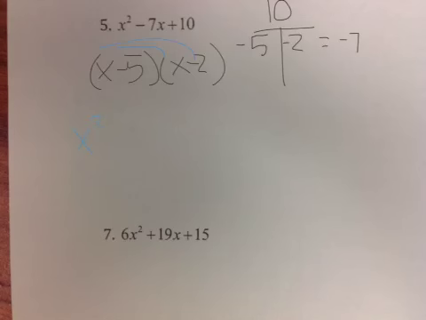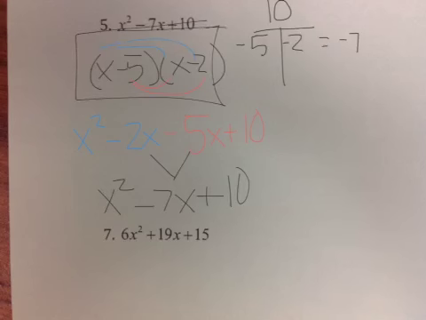So I get x squared minus 2x by distributing out that x to both things. Now I'm going to distribute my negative 5, minus 5x and then plus 10 because negative 5 times negative 2. So combining my like terms and putting in standard form, I'd have x squared minus 7x plus 10. And so I know I did it right because I got what I started with, so x minus 5, x minus 2 would be your answer.